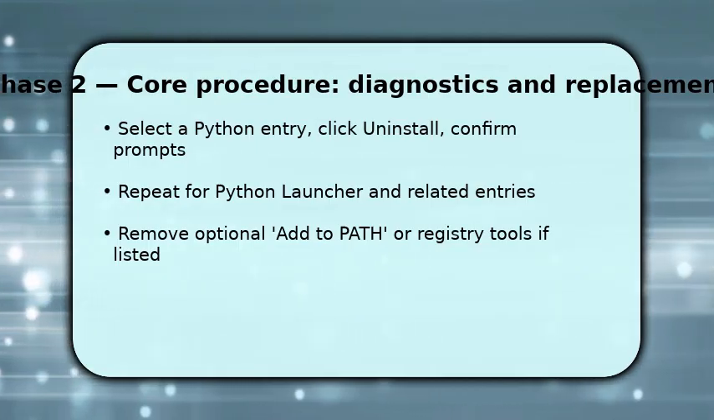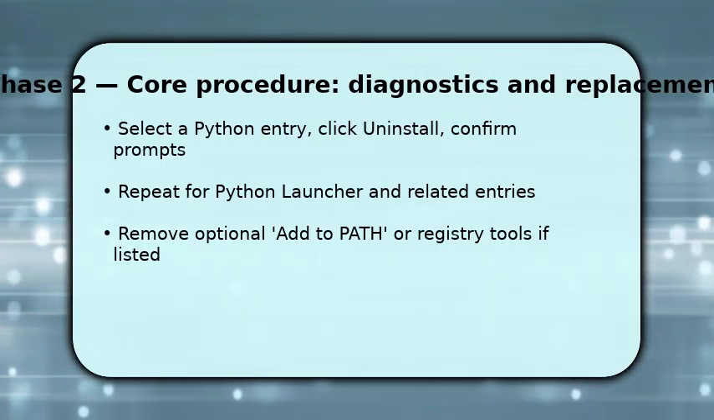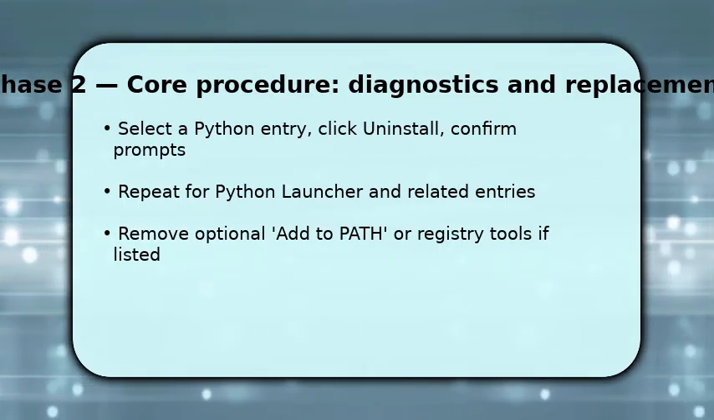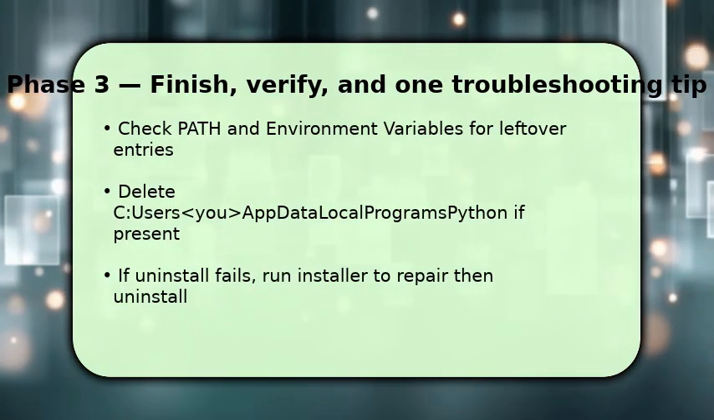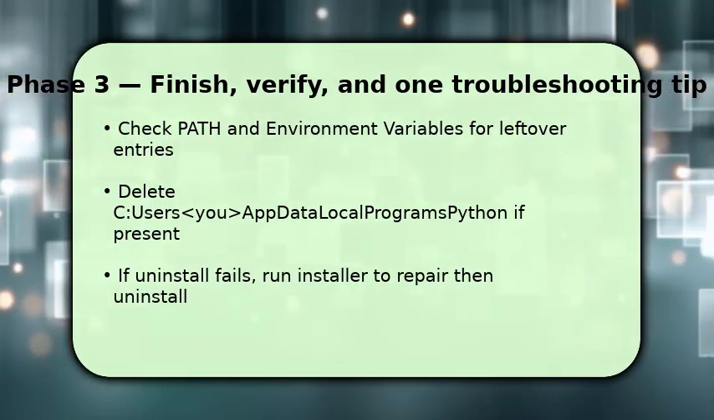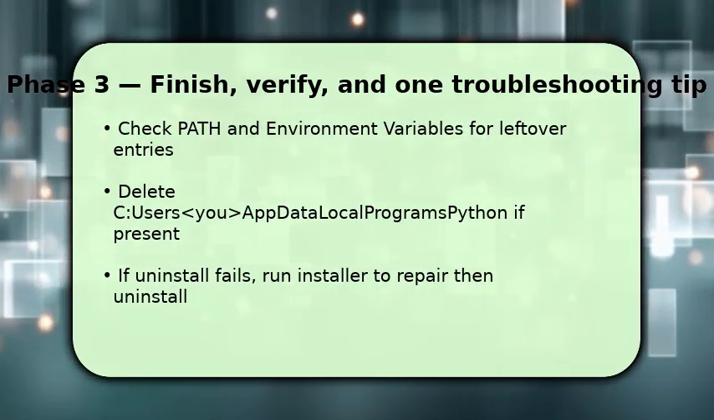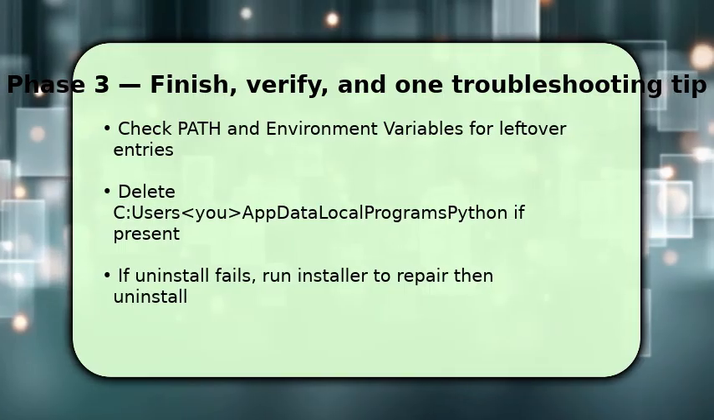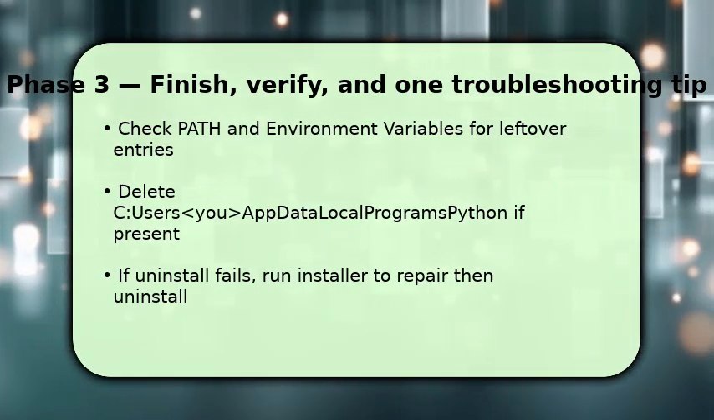If an installer asks about removing path entries, accept, so your command prompt no longer finds Python. That prevents conflicts later. Finish by cleaning residual files. Open System Properties, Environment Variables, and remove any Python paths from Path. Then delete leftover folders like C:\Users\<user>\AppData\Local\Programs\Python and C:\Program Files\Python if they remain.